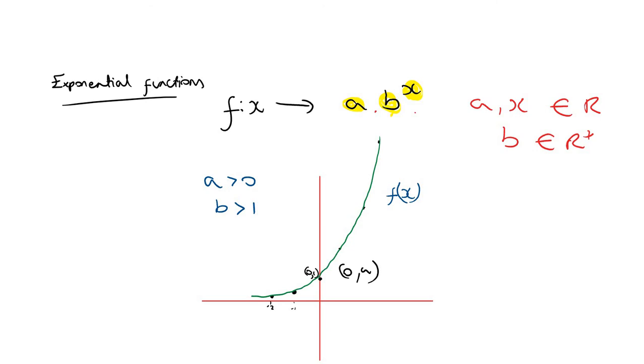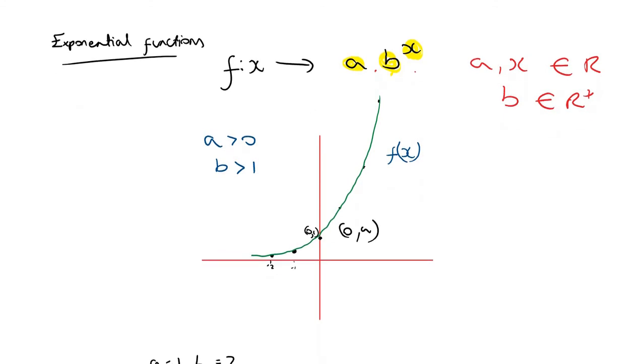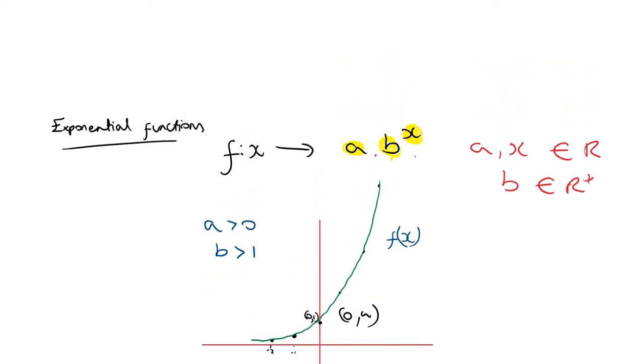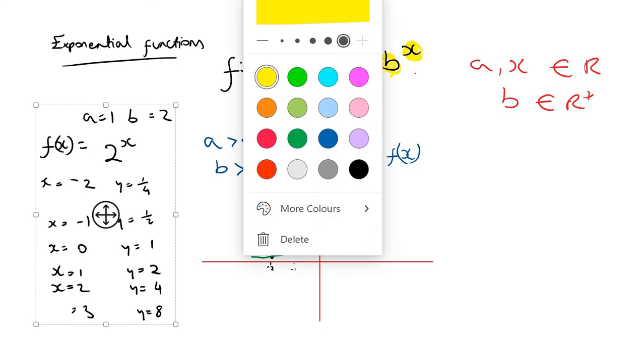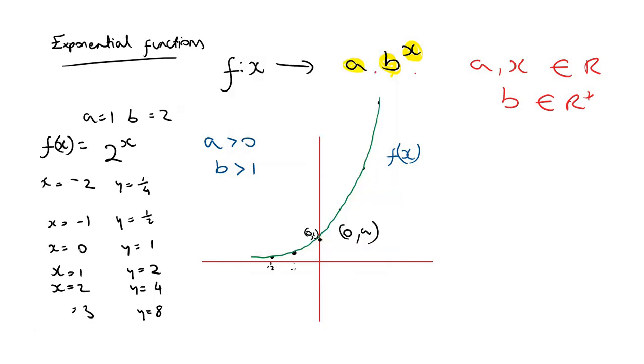So the first exponential function I'm going to look at is when we have a being greater than 0, so that's a positive number, and b being greater than 1. So the one I've plotted is a is 1 and b is 2, for example. So we've got f of x is equal to 1 times 2 to the power of x. So f of x is just equal to 2 to the power of x. So I'm plotting it in the range of starting with x equal to minus 2 and going up to x equal to 3. And I'm literally just plugging in to see what happens.